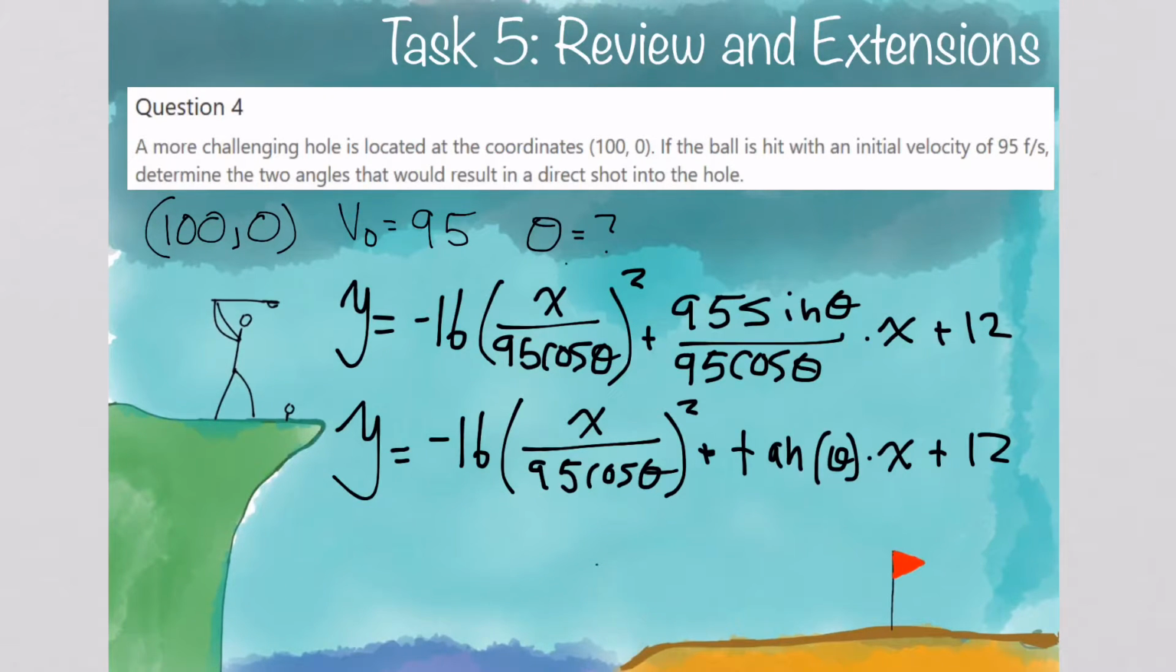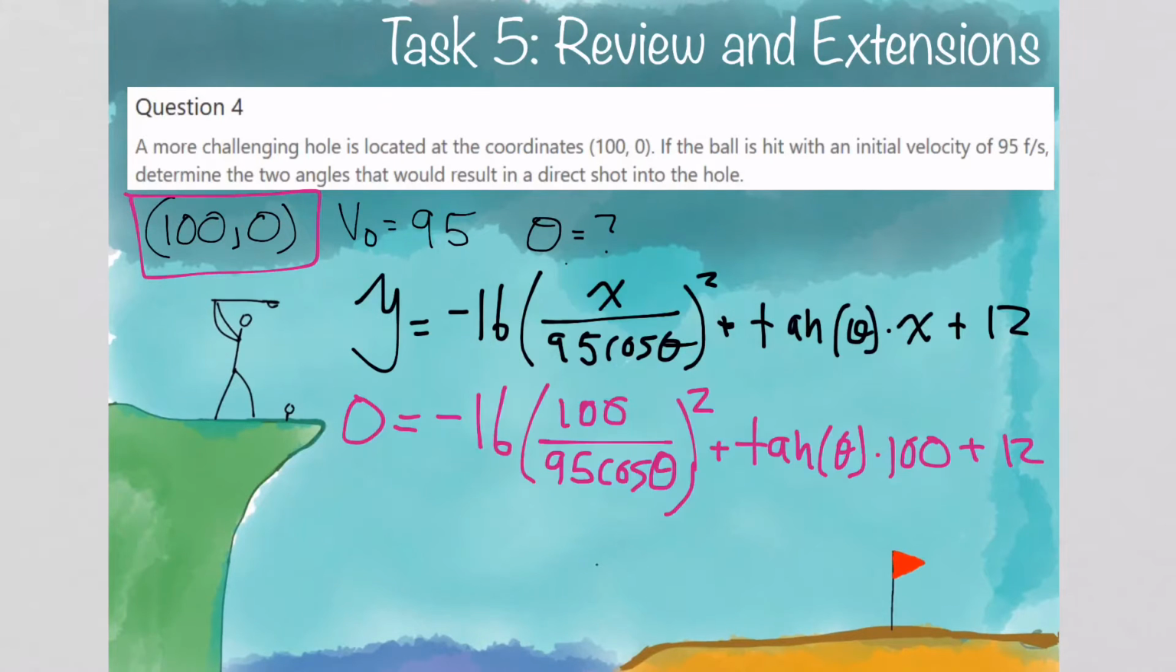Just as in the previous problem, I'm now going to substitute in the point that I know has to lie on this graph. That is the coordinate of the hole. In this problem, the coordinate of the hole is (100, 0). So I'm going to substitute that in for x and y. As before, since the left side of my equation is equal to 0, I'm going to treat that as its own function and call it y. And I'm going to change my unknown value, in this case theta, to an x. So change it to cosine of x and tangent of x. And now all I need to do is graph this and calculate, in this instance, both x-intercepts.